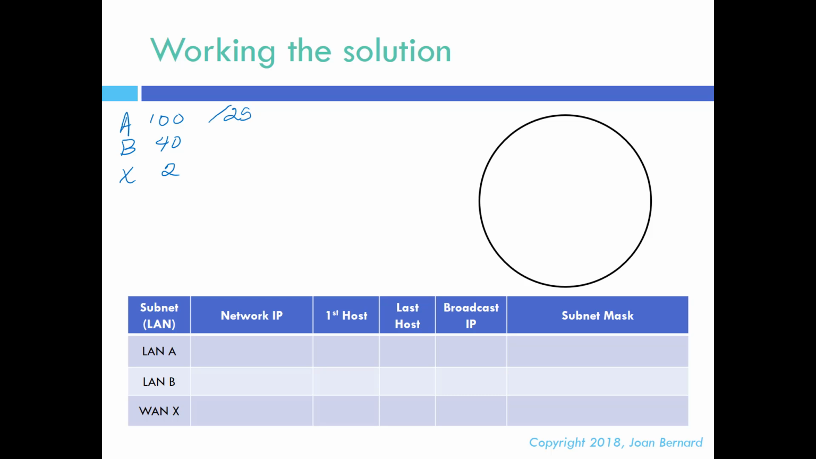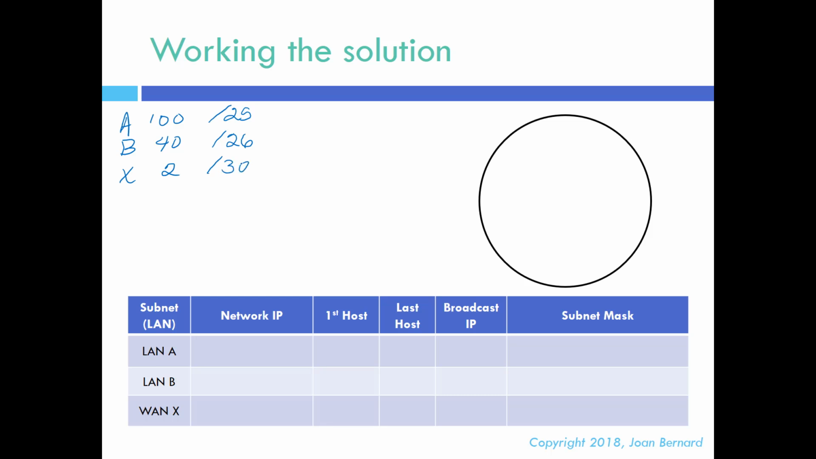Then I look at 40. So the best network for that, the best size for that is going to be a /26. And the very best network for a WAN, a point-to-point connection, is going to be a /30, where I only just need 2 IP addresses. So I'm going to say that that's going to be a /30.